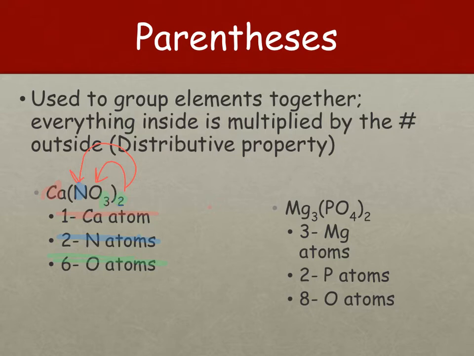So same with the one over here. This 2 belongs to the phosphate, or so the phosphorus and the oxygen, but it doesn't distribute to the magnesium. It only distributes within the parentheses. So we've got 3 magnesium, 2 phosphorus, and 8 oxygen atoms there. So at this point, you should be able to do the top half of the worksheet, where you are just counting the number of atoms inside a molecule.